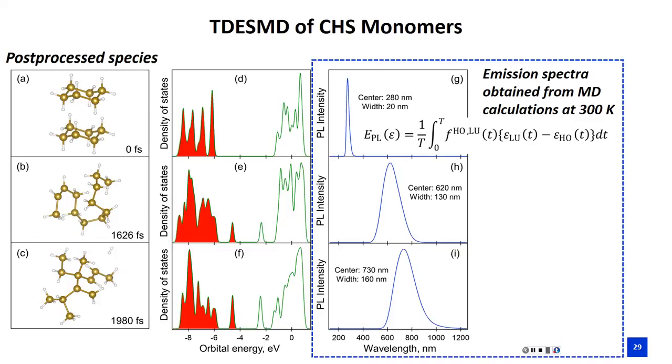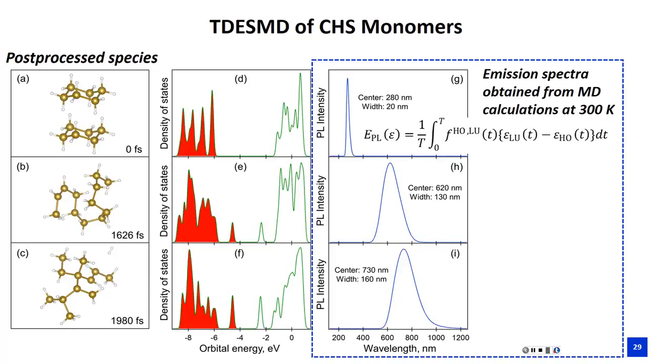So we also calculate the emission spectrum for these intermediates. What we did is we performed additional adiabatic molecular dynamics at room temperature based on the cold intermediates. And here is the equation for the emission spectrum. This equation accounts for fluctuation of quantum orbital energies due to thermal motion of nuclei.